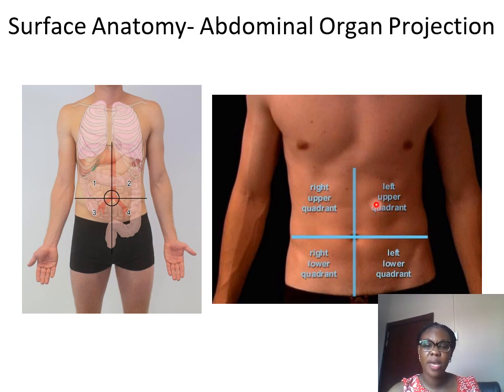Someone tells you, I feel pain here. Your possibilities are, could it be the spleen? Could it be part of the transverse colon? Could it be part of the descending colon? Someone feels pain here. You're thinking, could it be the appendix? Could it be part of the cecum? And so on and so forth.